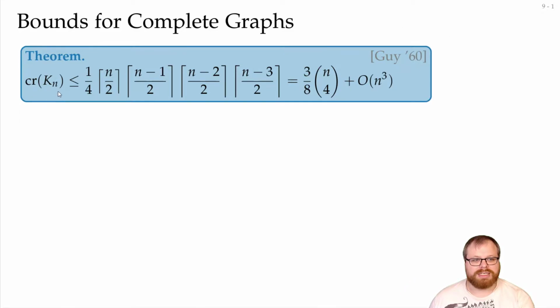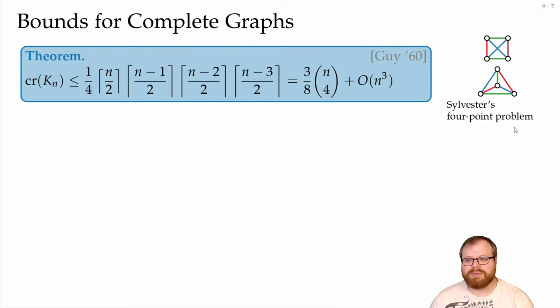He showed that the crossing number of the complete graph Kn is at most 1/4 times floor(n/2) times floor((n-1)/2) times floor((n-2)/2) times floor((n-3)/2). Now how can we interpret this number? If we pick any 4 points in the drawing of Kn, there are 3 pairs of edges that could cross: the green ones, the red ones, or the blue ones. But this is only if they are in convex position. If they are not, then none of these pairs cross.